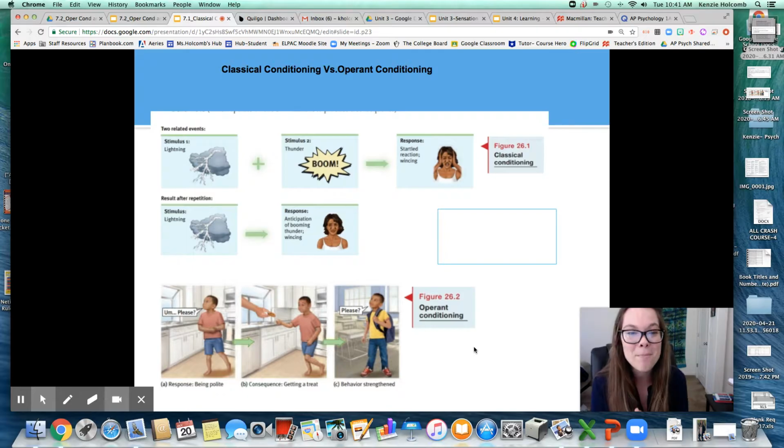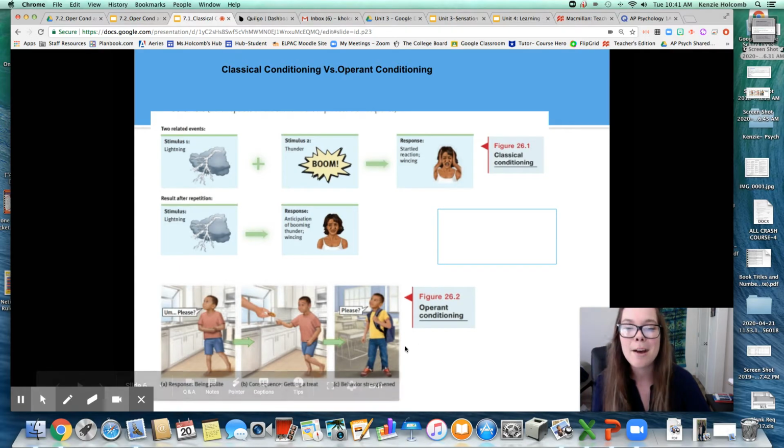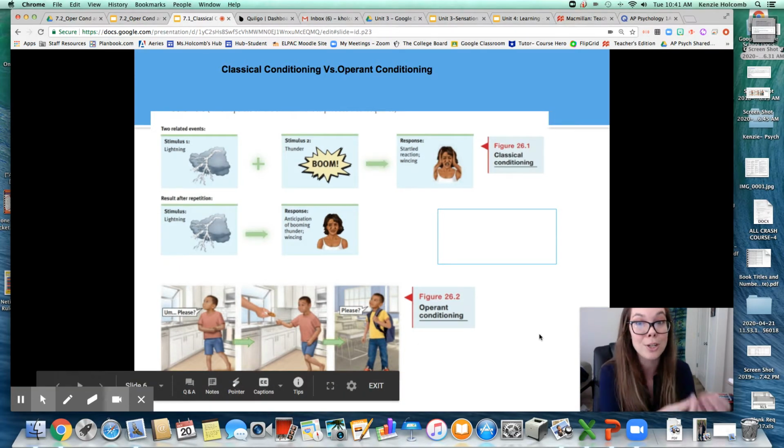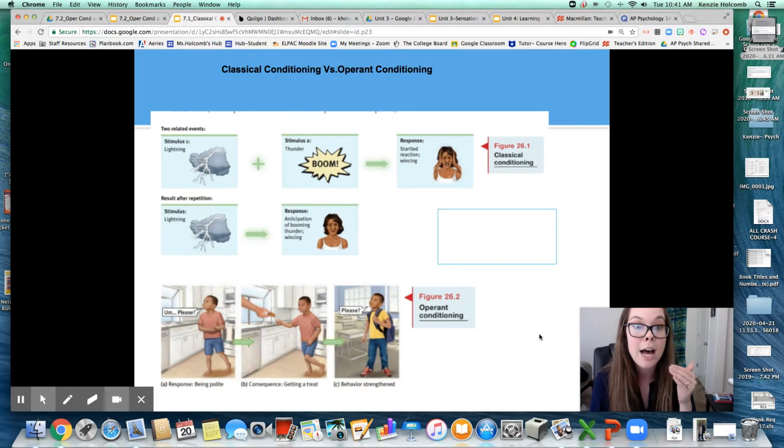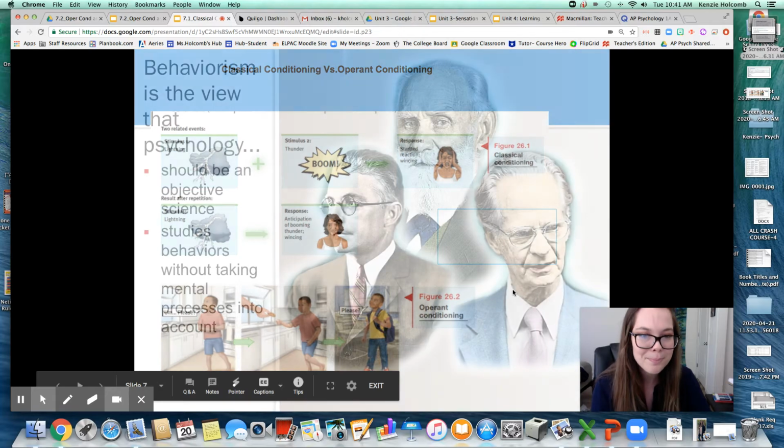So again, operant conditioning is reward-based. And classical conditioning is an involuntary response over repeated repetition over time. Remember, this kid is choosing to ask for a cookie. And when we dive into classical conditioning, you can see how it's a little bit more involuntary. All right, perfect. Moving on.